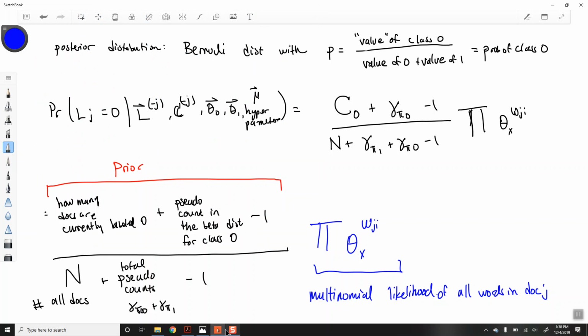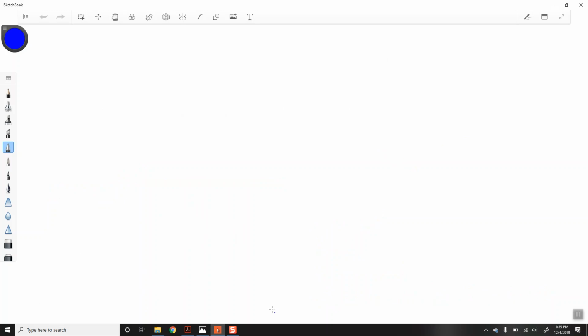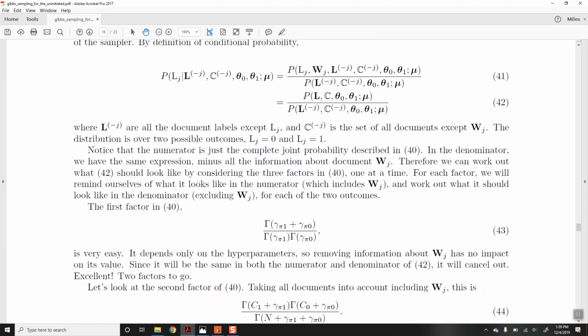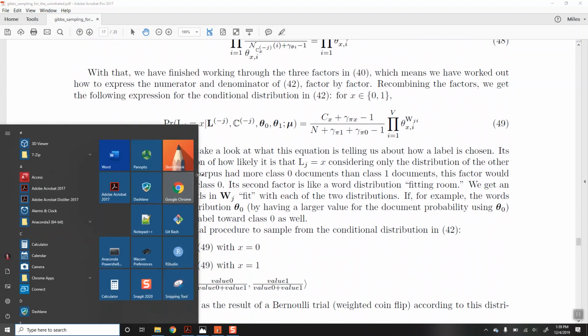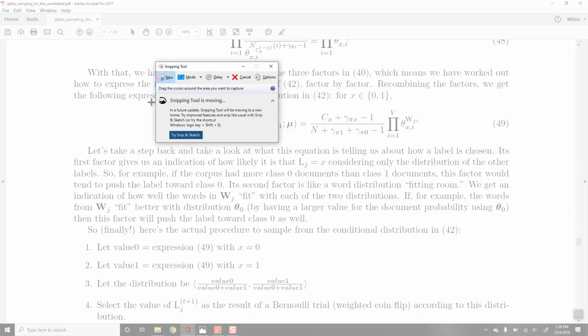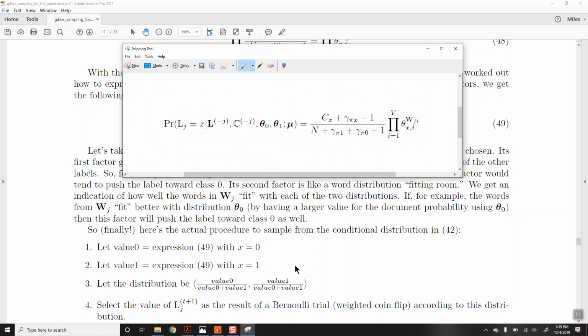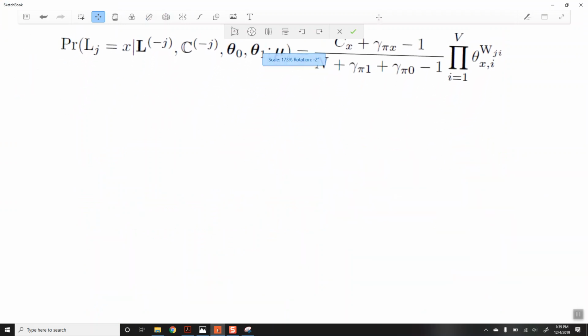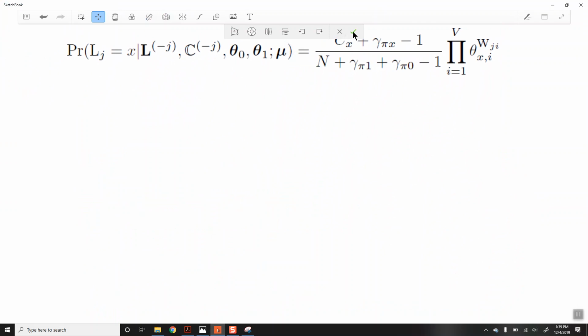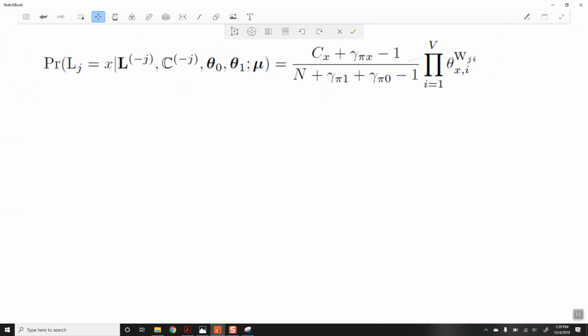So let me try to explain this and give a little bit more intuition. I could just leave you with this, and all you have to do is plug in numbers, and you'll get what you need, okay? But I want to give you a tiny bit more intuition. So this is the result that we end up sampling. What we need to do is sample a value, and it's either going to be a 0 or a 1, right? We just want this part.